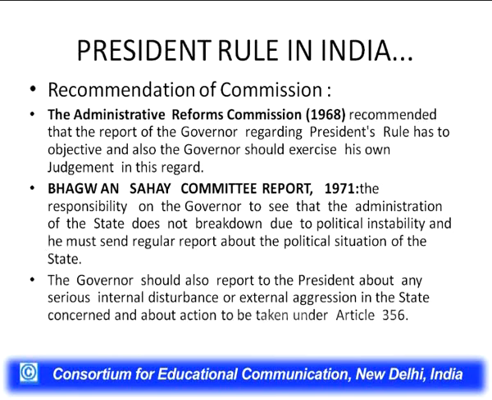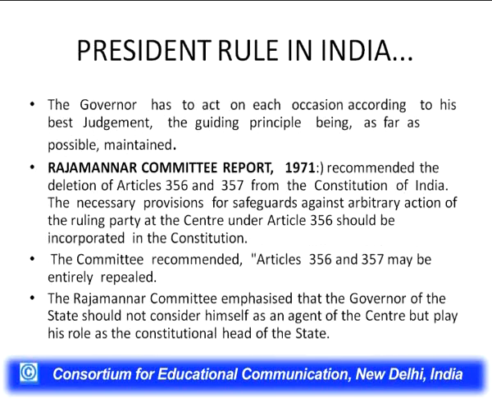As far as this report is concerned, what the Bhagwan Sahay Committee suggested in 1971 is that it is the responsibility of the governor to see that the administration of the state does not break down due to political instability, and he must send a regular report about the political situation of the state. The committee also suggested that the governor should report to the President about any serious internal disturbance or external aggression in the state concerned, and about the actions to be taken under Article 356 of the Constitution.